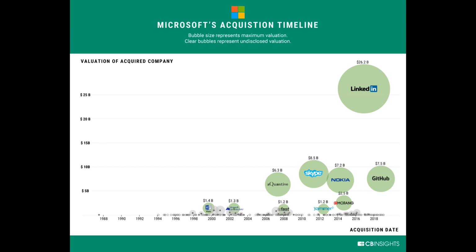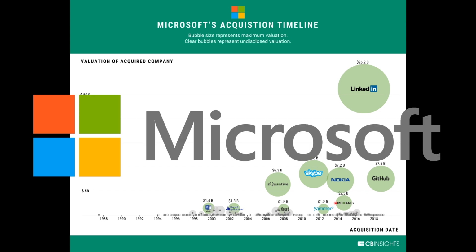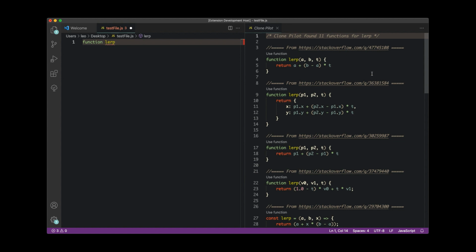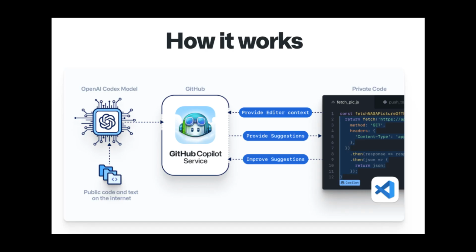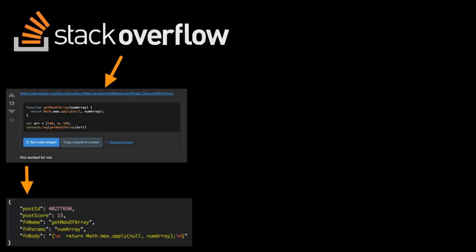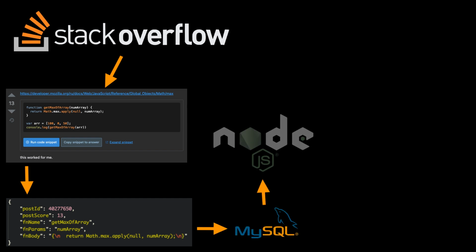In order to save programmers from the wrath of Microsoft, I'm going to make a shitty open source GitHub Copilot alternative which, instead of generating code using GPT-3, will scrape functions from Stack Overflow. I'll extract the functions with their name, parameters, and body and store it in a database, then set up an express server using Node.js to query the functions.